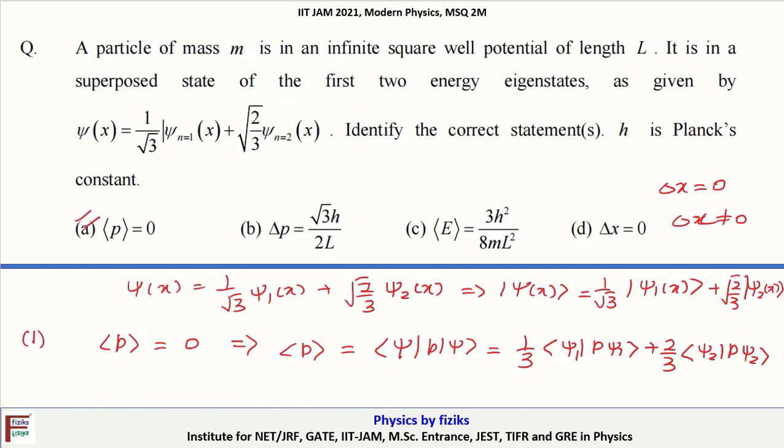That means A is correct, B is correct, C is correct and D is wrong.